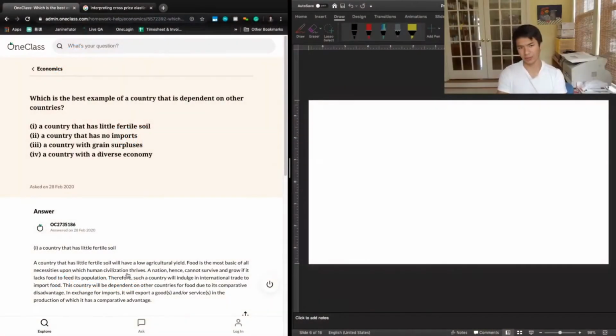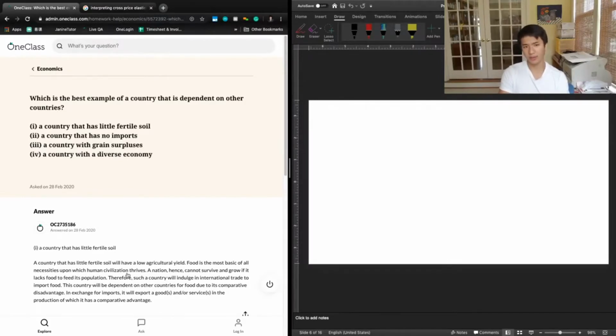Which is the best example of a country that is dependent on other countries? A, a country that has little fertile soil. B, a country that has no imports. C, a country with grain surpluses. Or D, a country with a diverse economy.